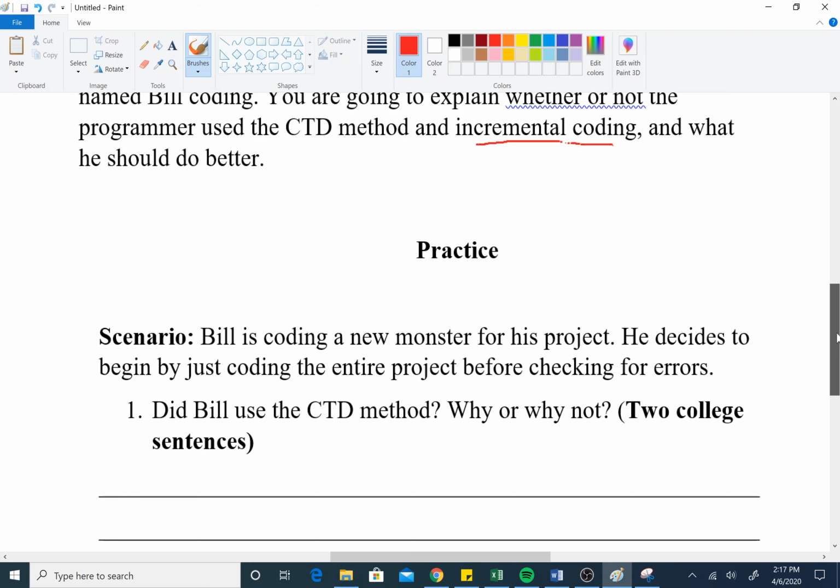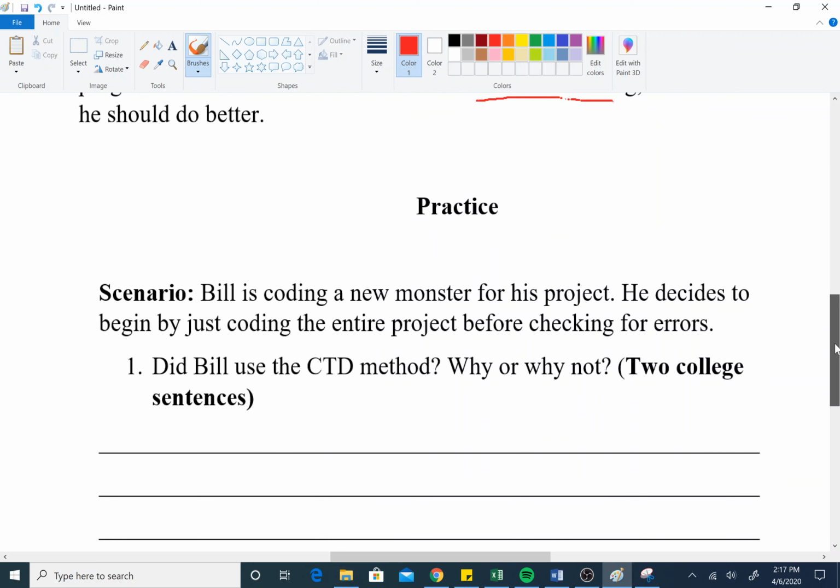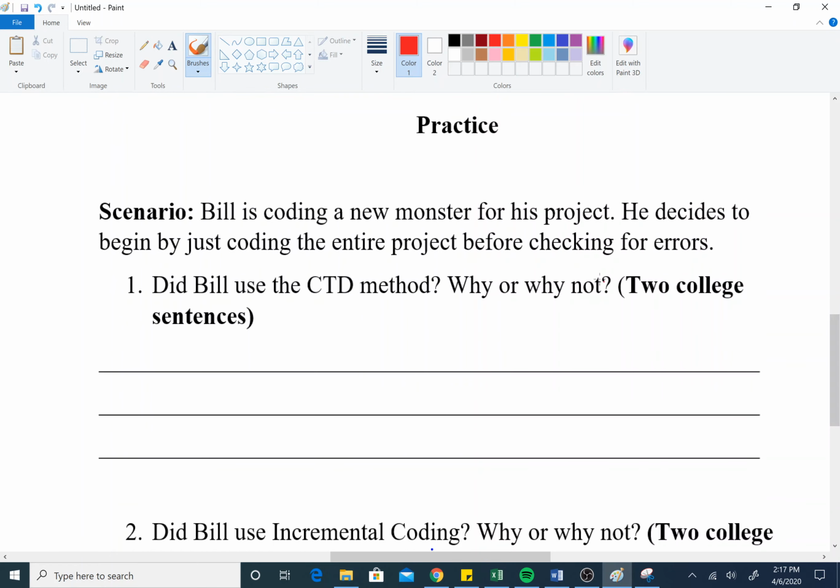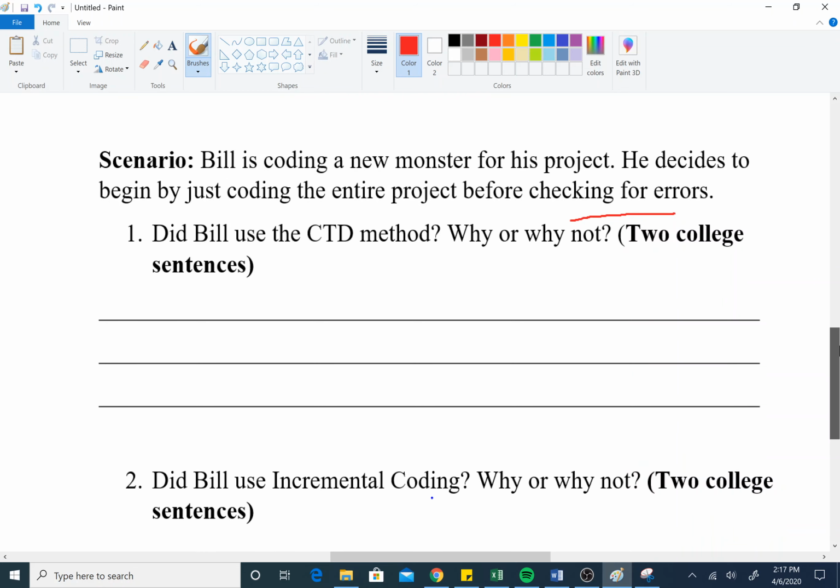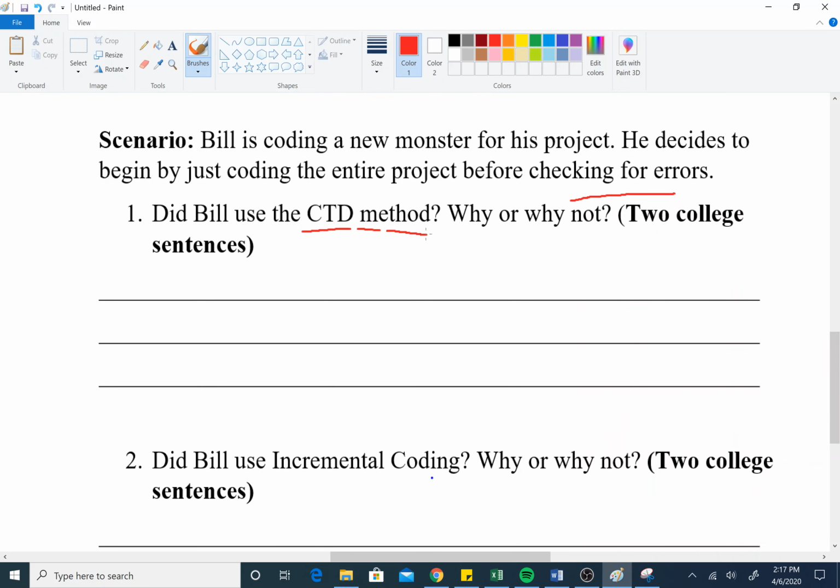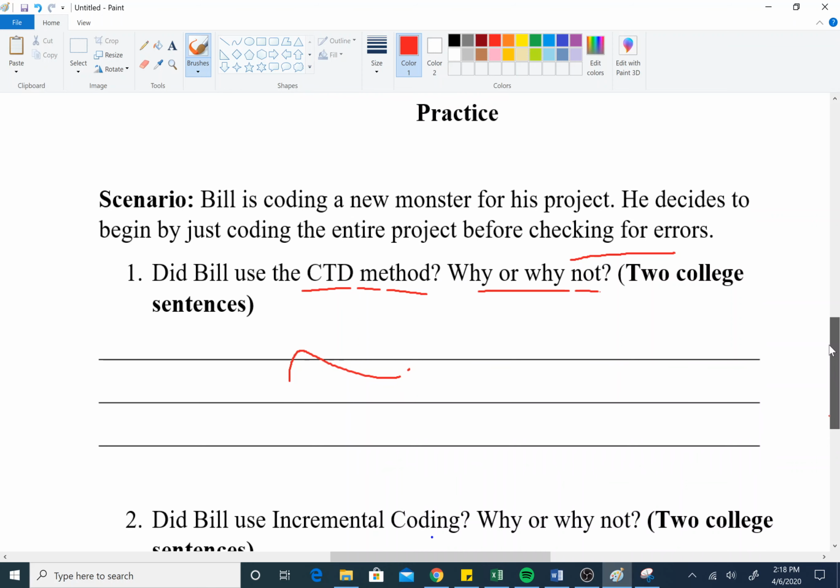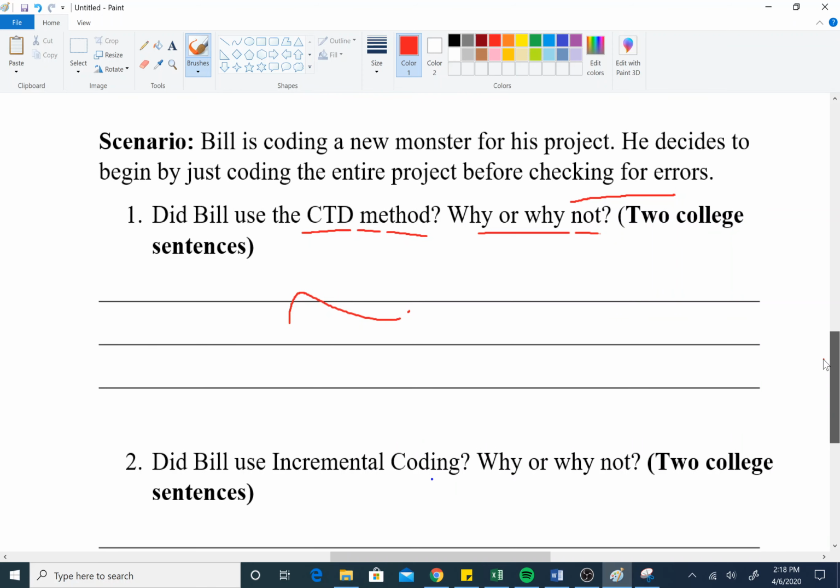Bill is coding a new monster for his project. He decides to begin by just coding the entire project before he checks for errors, right? So he codes this entire project of his monster before he checks for errors. Did he use the code test debug method? Why or why not? Well, if he coded the entire thing before he tested, he did not, right? Because he just coded it, didn't even test it at all. And then when he goes to debug it, he may have over 100 errors.